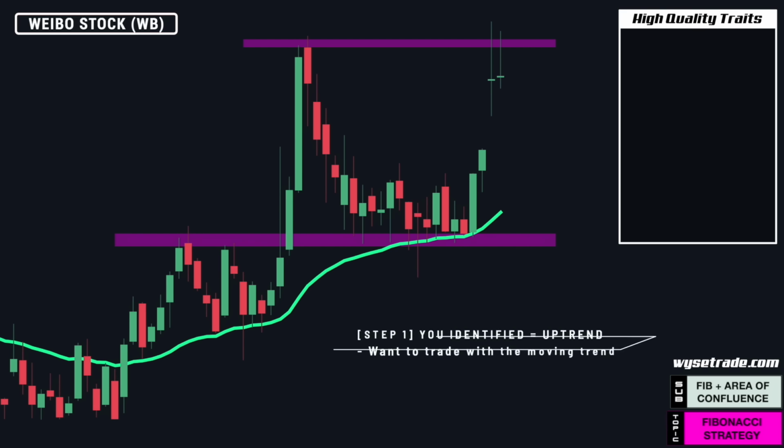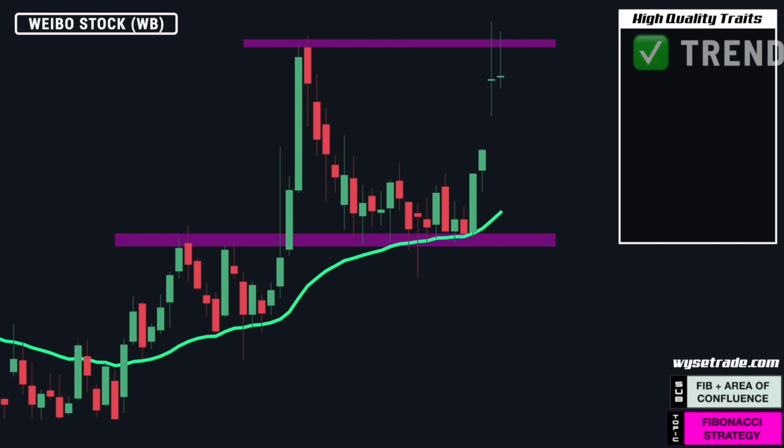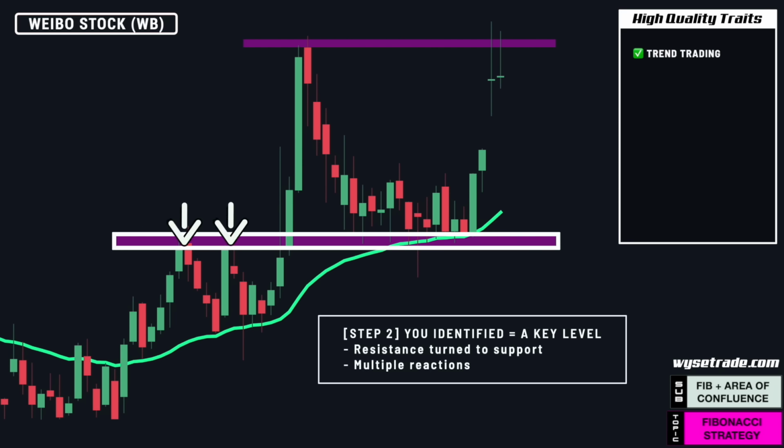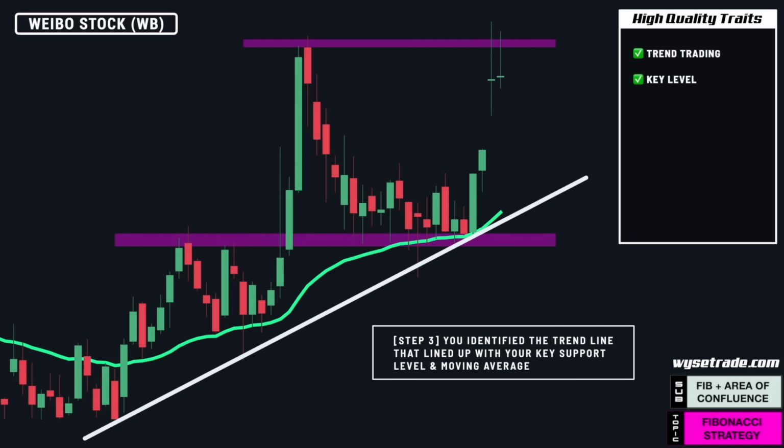First, we identified that this was a clear moving uptrend as price was making higher highs and higher lows. So you want to trade with the moving trend. This was your first high quality trade. You then had your key level of resistance turn to support. Another high quality trade. You then had your trend line that crossed perfectly with the key level, another high quality trade.